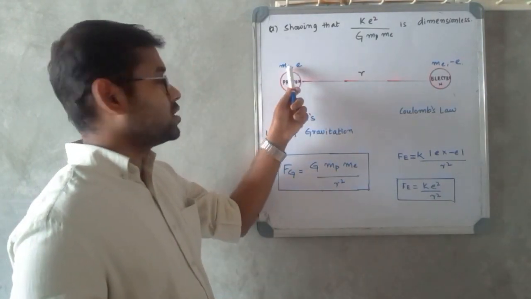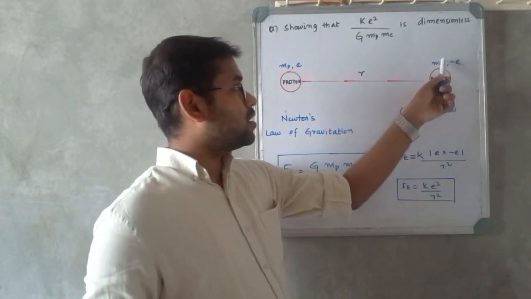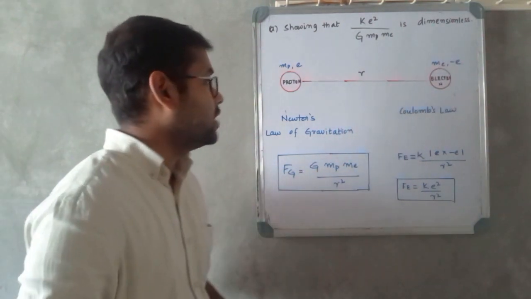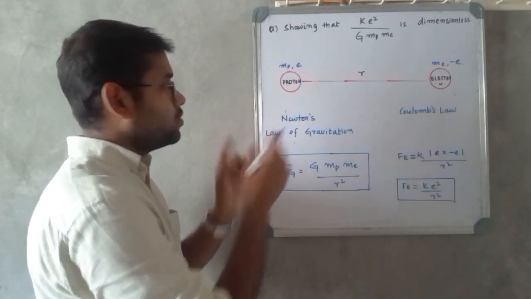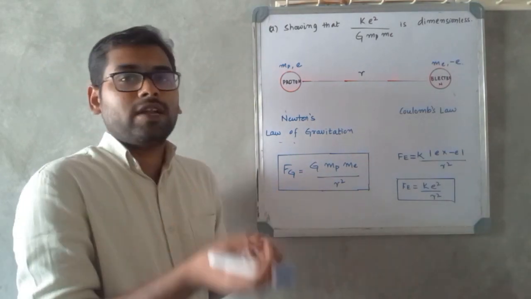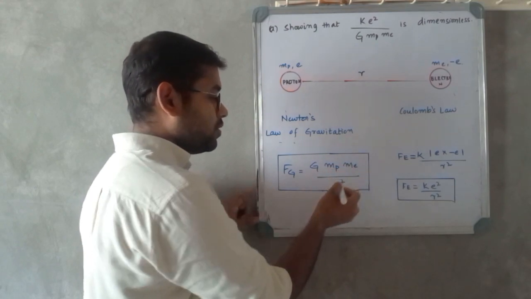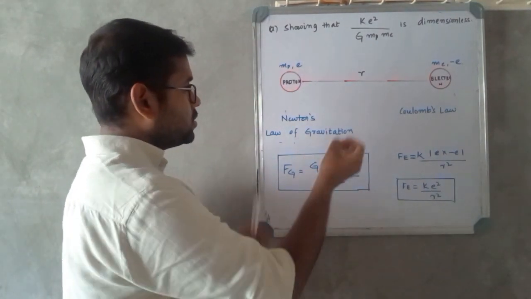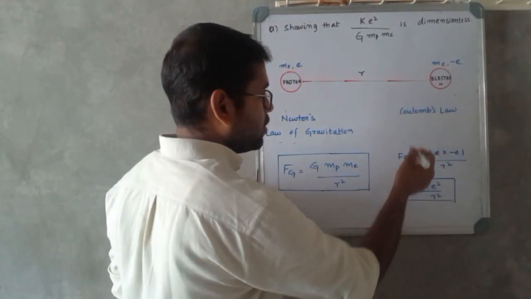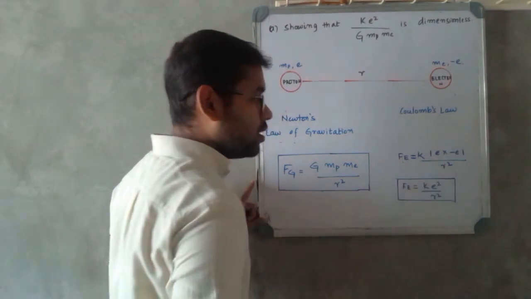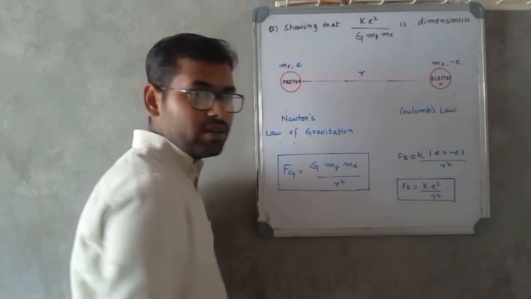So mass of proton is mp and charge on proton is plus e, and mass of electron is me and charge on electron is minus e. So using Newton's law of gravitation, we can tell that these two, that is proton and electron, experience the force of gravitation, and that force is given by G into mp into me divided by r square. And similarly, since these two are charged particles, they will also experience the electrostatic force, that is given by Coulomb's law. Fe is equal to k mod of e into minus e divided by r square, which will become ke square divided by r square.